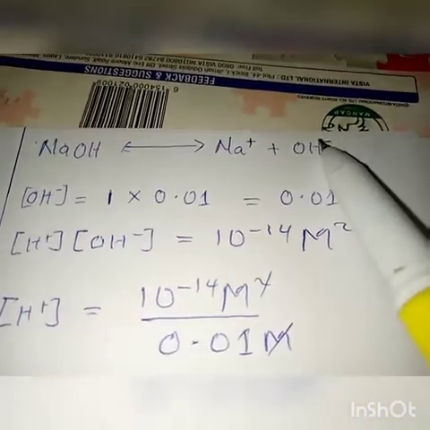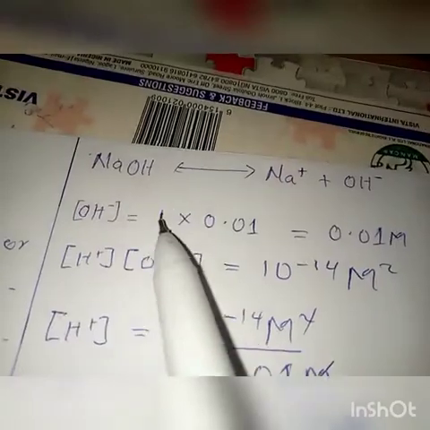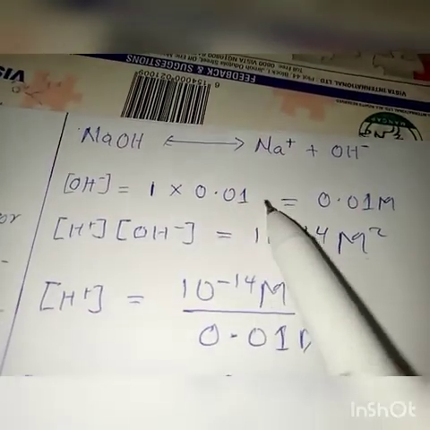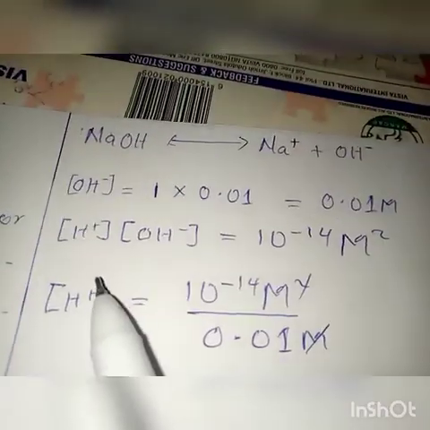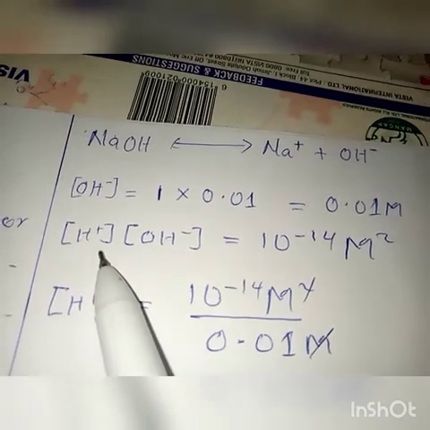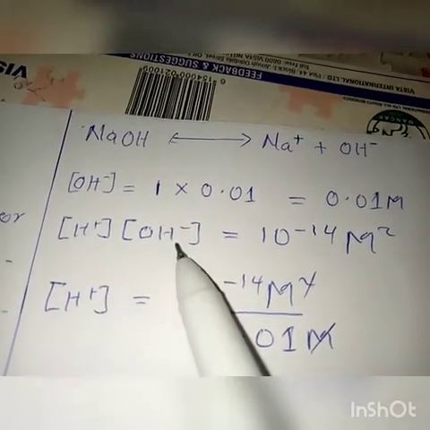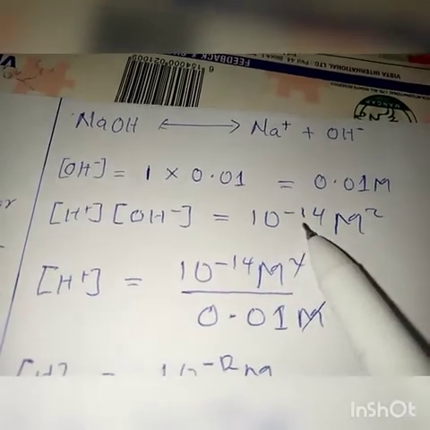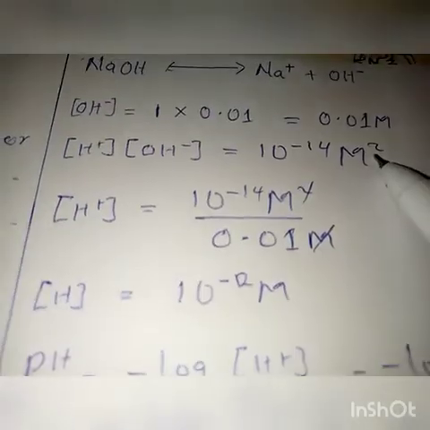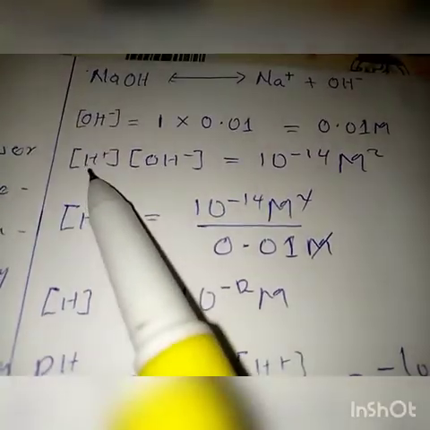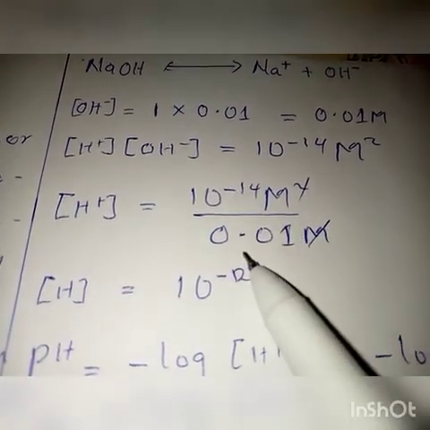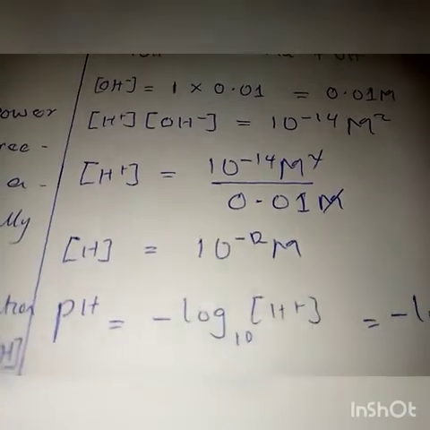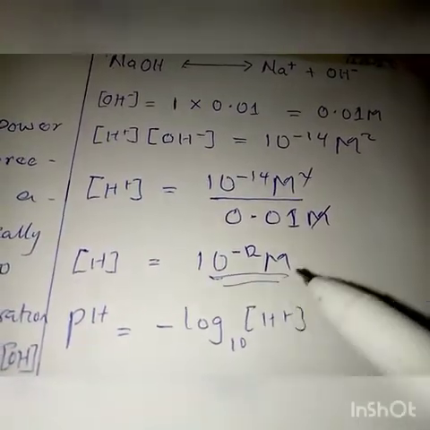And how many OH minus do we have? 1. So our OH minus concentration will be 1 times 0.01, which is equal to 0.01 molar. To get the hydrogen ion concentration, the product of hydrogen ion concentration and hydroxide ion concentration is 10 raised to the power minus 14 molar squared. Applying it here, divide both sides by the concentration of hydroxide ion, because we are looking for this. If it goes to the other side, it becomes division. So now 10 raised to the power minus 14 divided by 0.01 will give us 10 raised to the power minus 12 molar.